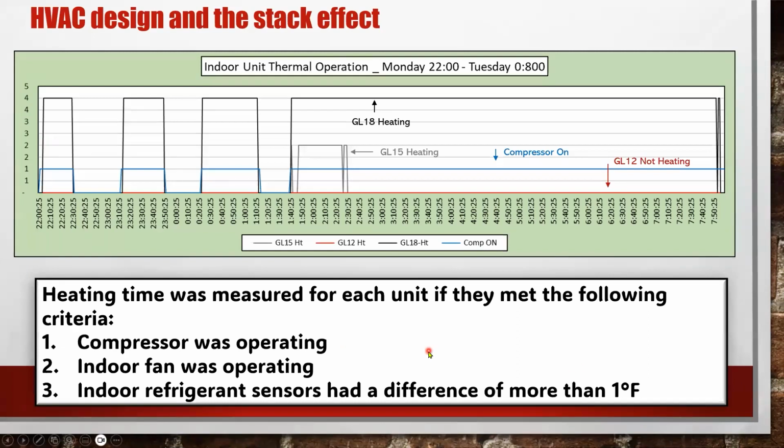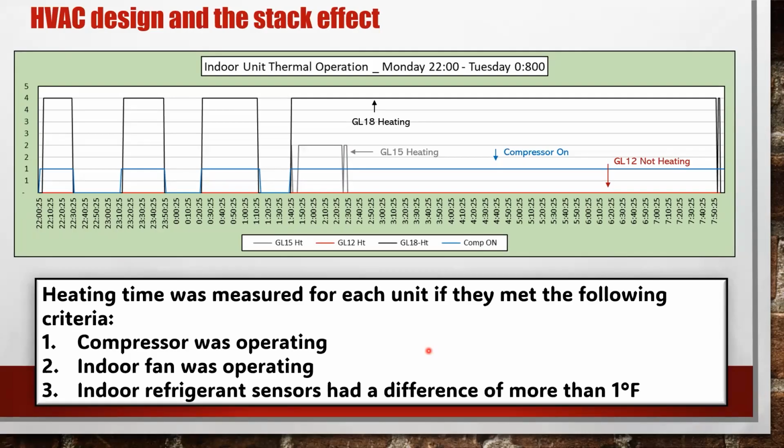This was the part that really astounded me, and I did not expect. In that entire 10 hours of operation that was recorded from Monday night until Tuesday morning, that GL12 in the bedroom did not call for heating once. It never ran in heating. The GL15 ran for a little bit. The compressor ran, you see the blue line indicates when the compressor was on, and the GL18 when it was heating.